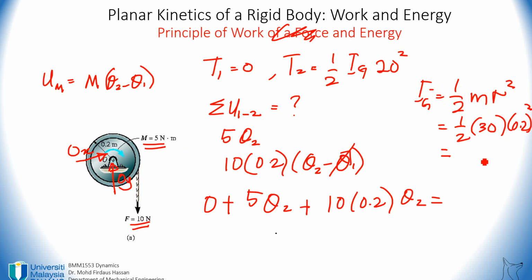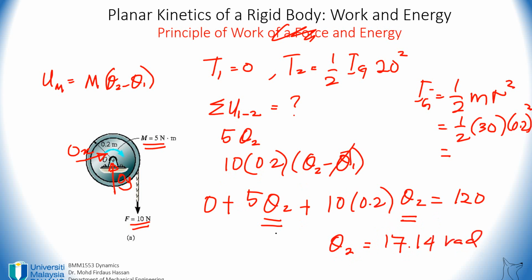So the answer here is basically, I'm not really sure, but you can put here, the answer here is 120, so T2 is basically 120 joule. Then what's left here? The only unknown is theta 2. The answer for theta 2 from this calculation is in radians: 17.14 radian.